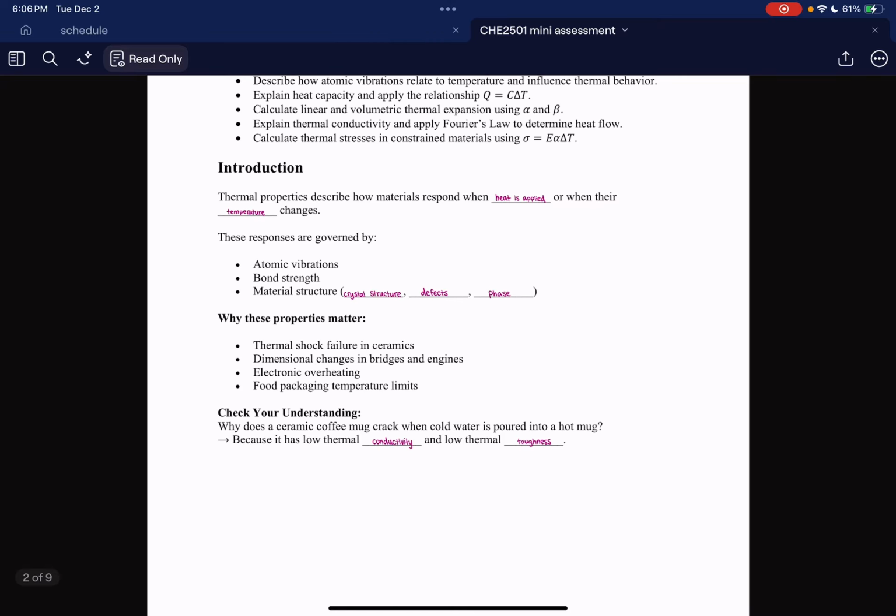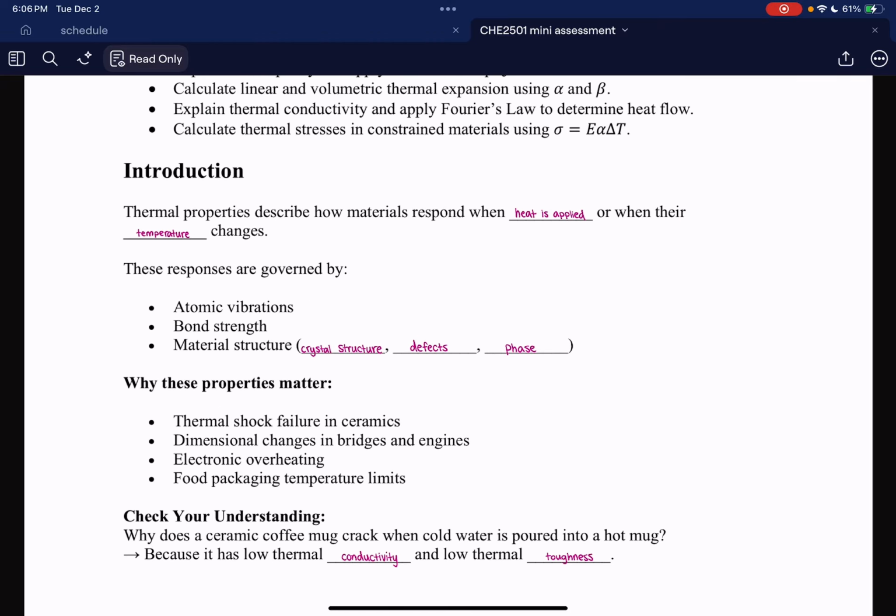Moving on to the introduction, thermal properties describe how materials respond when heat is applied or when their temperature changes. These responses depend on atomic vibrations, bond strength, and material structures such as crystal structure, defects, and phase.